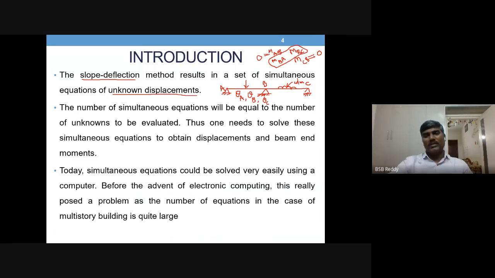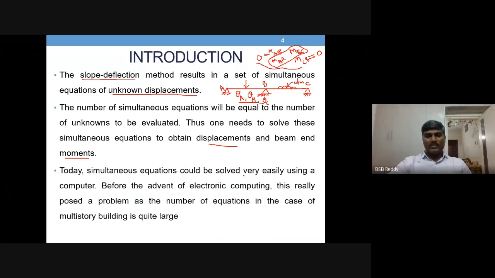This is what I was telling about. The number of unknowns is 3, and the simultaneous equations that you form are 3. So one needs to solve these simultaneous equations to obtain displacements, and once you get theta A, theta B, theta C, then if you substitute them back into the slope deflection equations, you will get the end moments: moment at A, moment at B, and moment at C. So we will get the beam end moments.